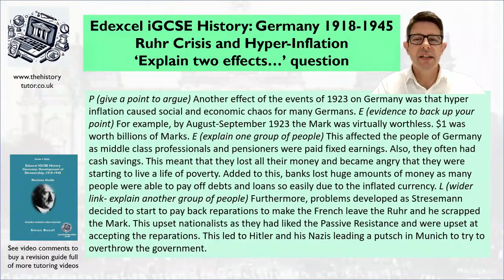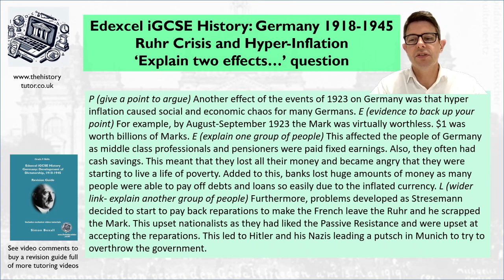Okay, so here's what I've said. I've said another effect of the events of 1923 on Germany was that hyperinflation caused social and economic chaos for many Germans. For example, by August, September 1923, the mark was virtually worthless. $1 was worth billions of marks. This affected people of Germany as middle-class professionals and pensioners were paid fixed earnings. Also, they often had cash savings. This meant that they lost all their money and became angry at the situation of a life of poverty that developed. Added to this, banks lost huge amounts of money, as many people were able to pay off debts and loans so easily due to the inflated currency.